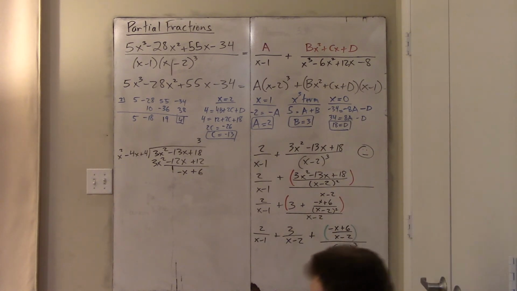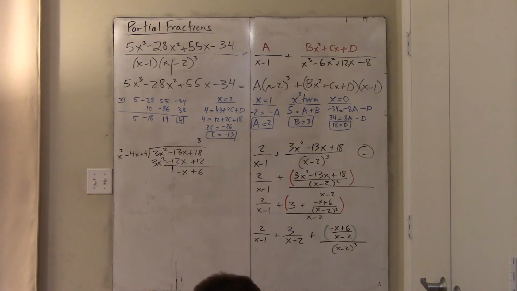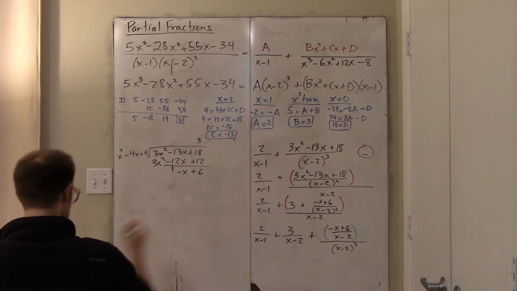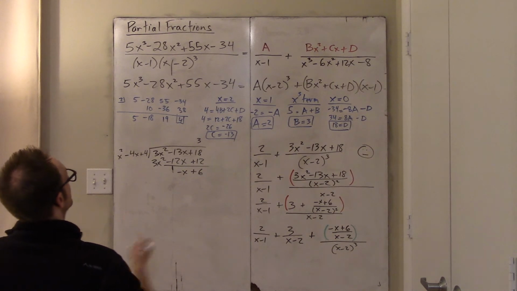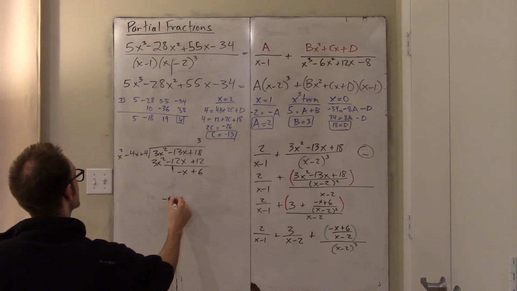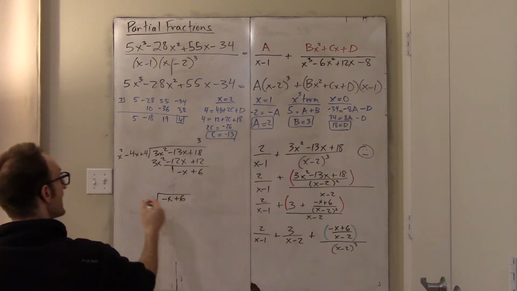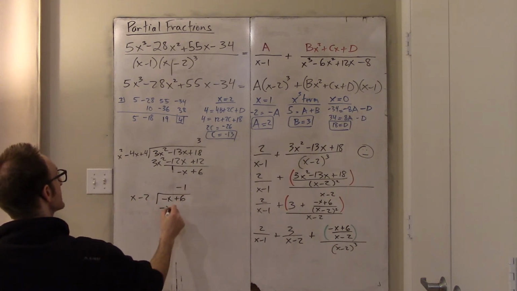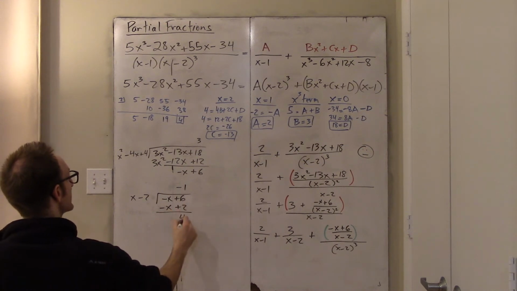And so what is all of this? Well, let's once again go over here and do it. I think I'm doing this the intelligent way. So what is negative x plus 6 divided by x minus 2? It's going to go negative 1 times, and that's going to give me negative x plus 2, and then has remainder 4.